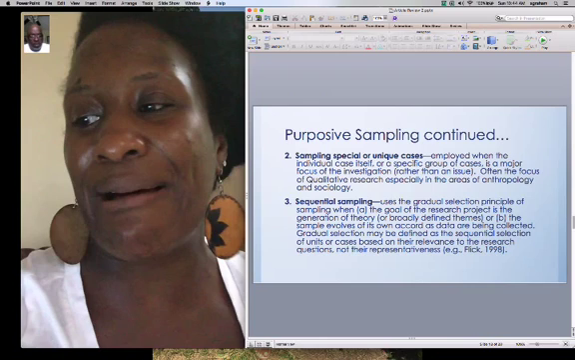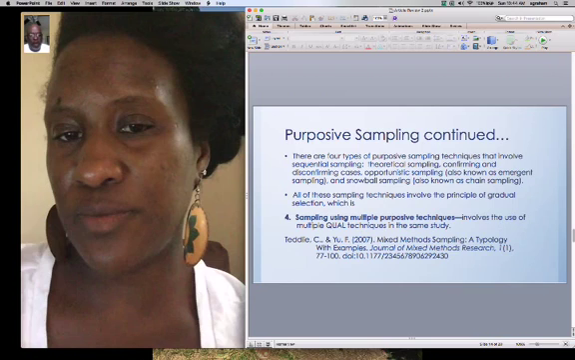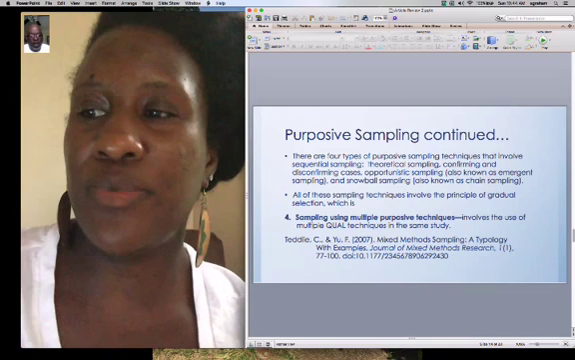So there are four types of purposive sampling techniques that are involved with sequential sampling. You have theoretical, confirming and disconfirming, opportunistic, also known as emergent sampling, and snowball sampling, also known as chain sampling. All of these sampling techniques involve the principle of gradual selection. And it's, again, as you said, as things come up, you grab them versus identifying them up front. And then number four was sampling using multiple purposive techniques, which involves the use of multiple qual techniques in the same study.